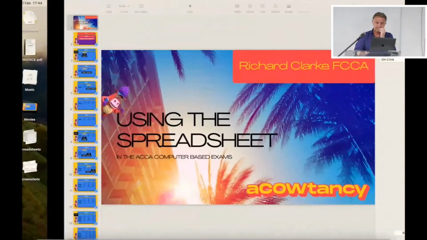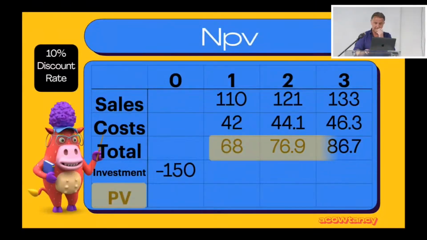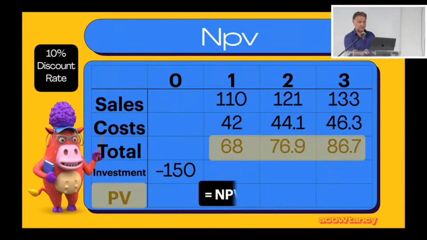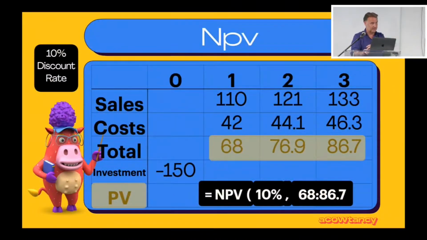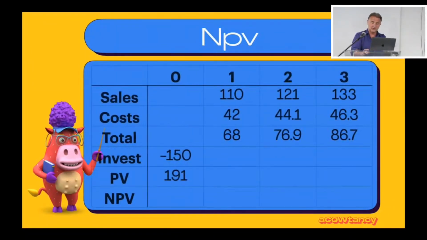Just do that with you on here. I want the present value of those three. Equals NPV, open my bracket, what's next? The rate, which was 10%, that'll be given in the question. So 10%, comma, all the cash flows from the 68 colon to the 86.7 or whatever it is. Close your bracket, press enter, and it will do it all for you. Really, really useful.